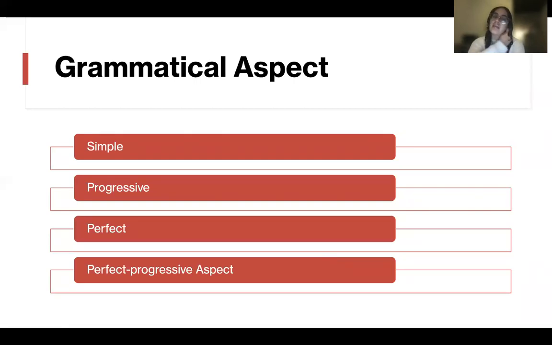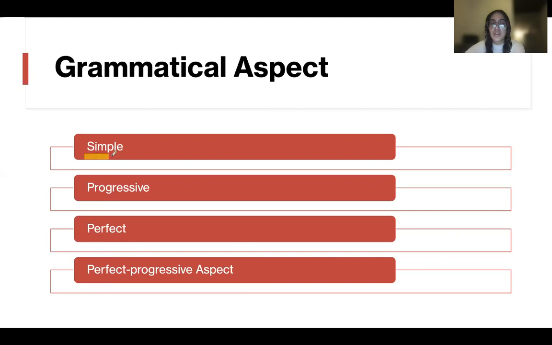Regarding this category, it can be said that we are talking about the form of the verb, because when we produce a speech, when we write a coherent text, we have many forms of the verb. We have many ways to perform an idea. So for that reason, we have here some 4 subcategories, which are simple, progressive, perfect, and also a 4th one, which is perfect progressive aspect.